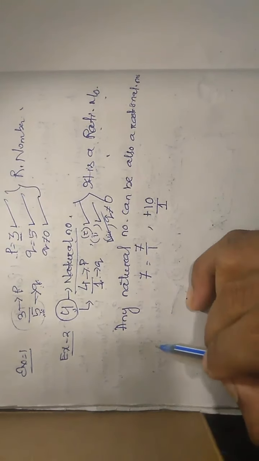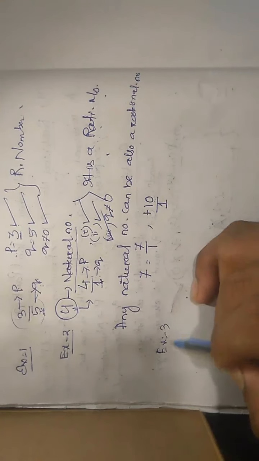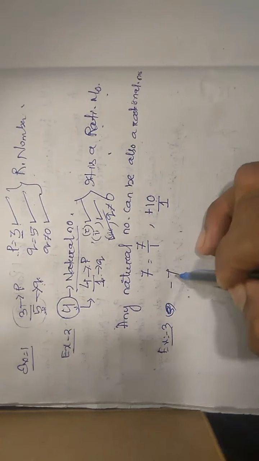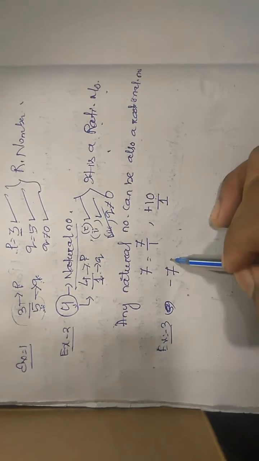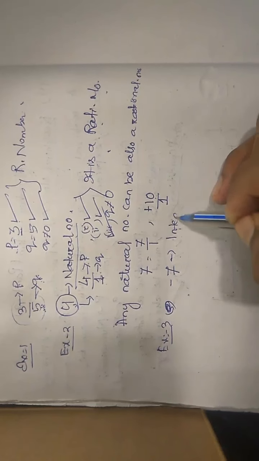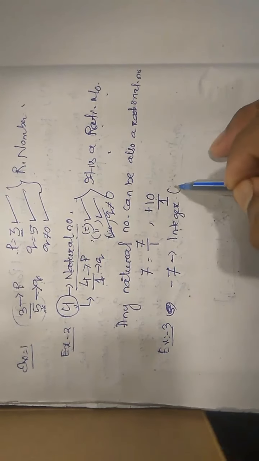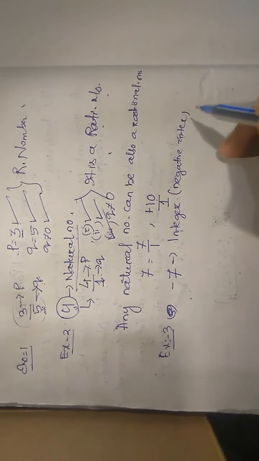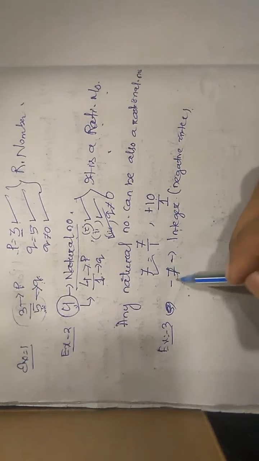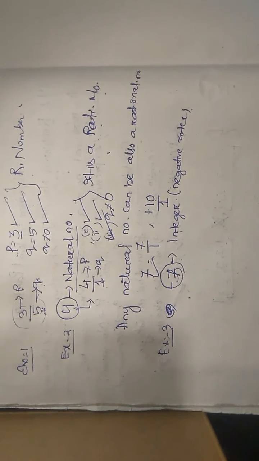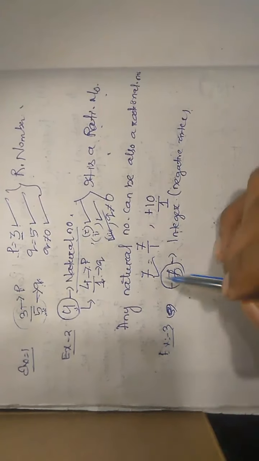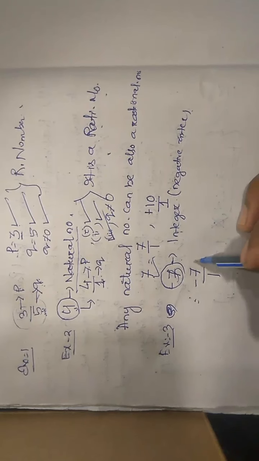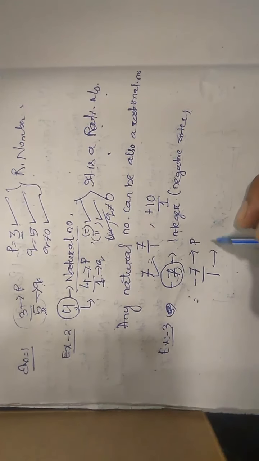Clear? Now, let us take one more example. Suppose I am taking minus 7. Okay, so minus 7 is which type of number? It is an integer. It is not a natural number. And which type of integer is it? It is a negative integer. Now we have to verify whether this negative integer minus 7 will be a rational number or not. So minus 7 can also be written as minus 7 by 1. And here you can see this is the p and this is the q.